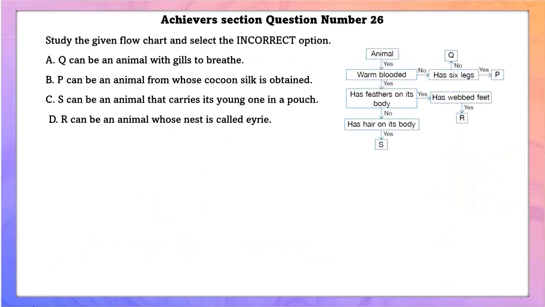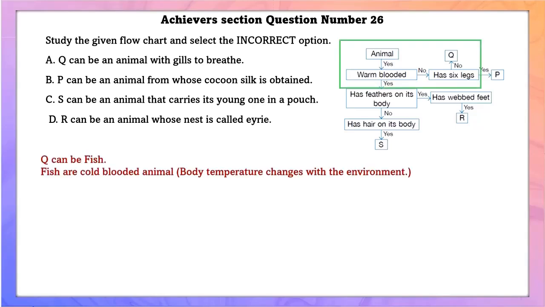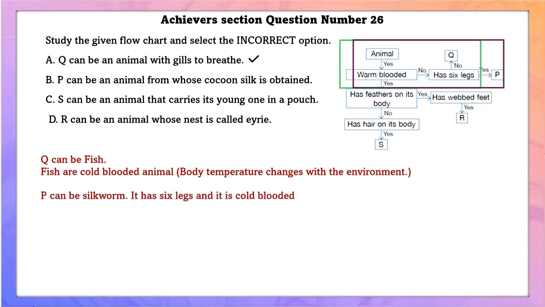Achiever section question number 26. Study the given flowchart and select the incorrect option. A. Q can be a fish. Fish are cold-blooded animals. Body temperature changes with environment. So Q is true. B. P can be an animal from whose cocoon silk is obtained. P can be a silkworm. It has 6 legs and is cold-blooded. So it is also true.